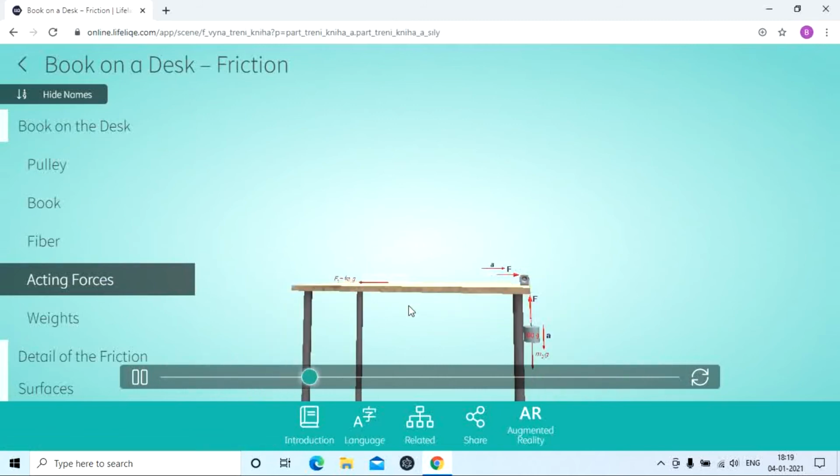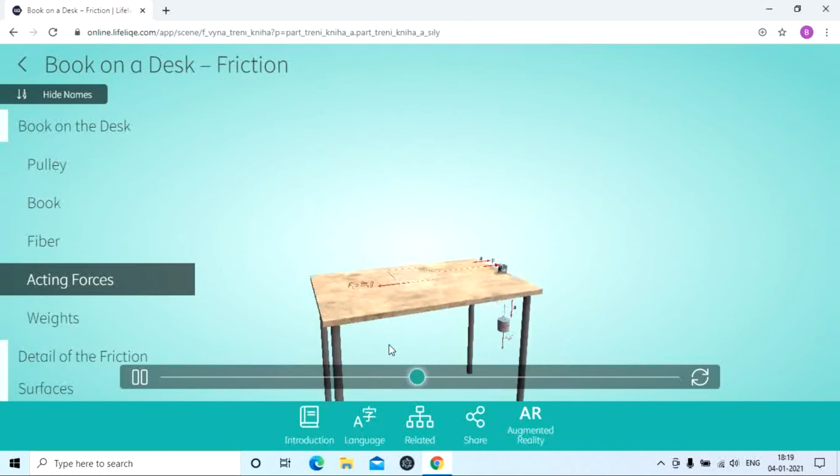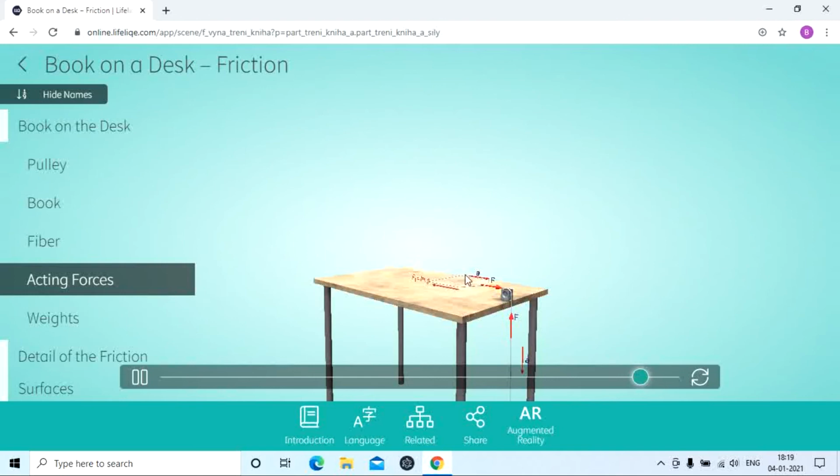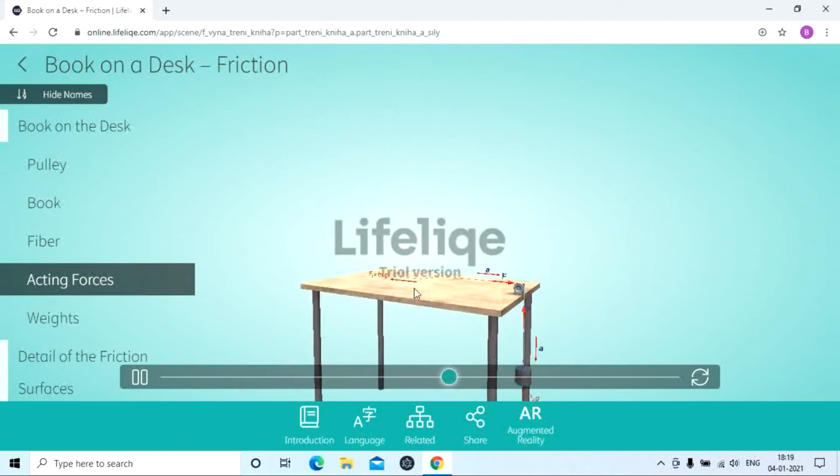So when we kept the book on the table, here the weight is a force that is acting forward, and the frictional force is acting opposite to the weight that we have applied. Okay, this is all about friction.